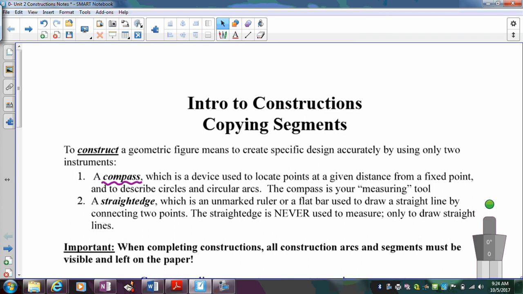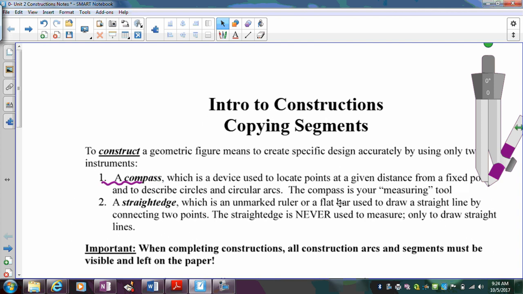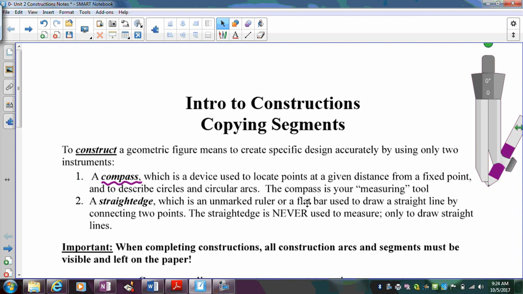And a compass, remember, looks like this. So this is going to be used to measure our distances. So this is our measuring tool. Because if you notice, when it says straight edge, it's technically your ruler, but we're using it as a straight edge. So we're not measuring anything. It's never used to measure. It's used to draw straight lines or straight segments.